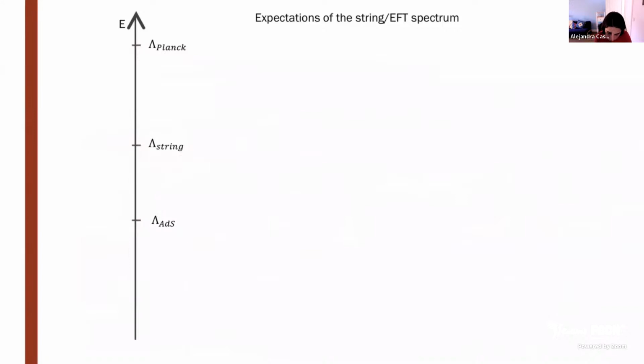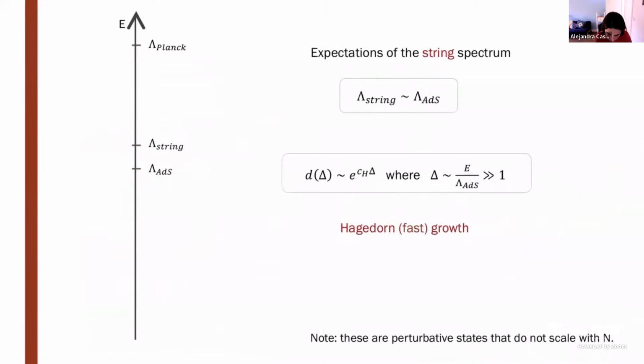Okay, so a few slides ago, I was telling you we have cases where the string scale is very close to the AdS scale, with a string-like spectrum. In these situations, the expectation is that the spectrum of the theory will grow exponentially. The number of states of conformal dimension delta will go like e to some number c_H. This number is always bounded by 2 pi. If you have exactly 2 pi in these CFTs, it's what people call exactly Hagedorn. But this number can also be a little bit lower, but still exponential. I will still call that Hagedorn.